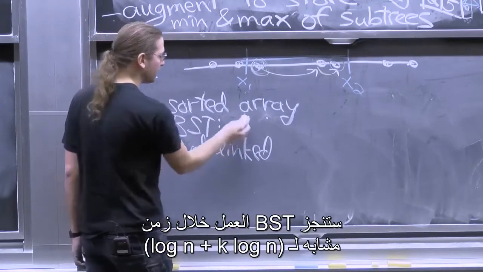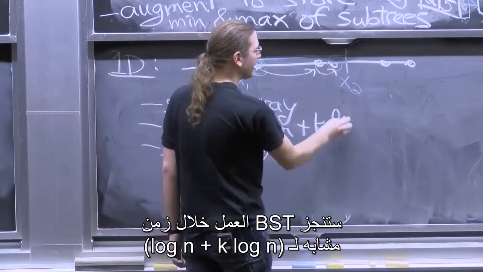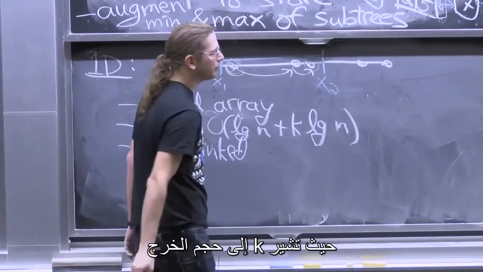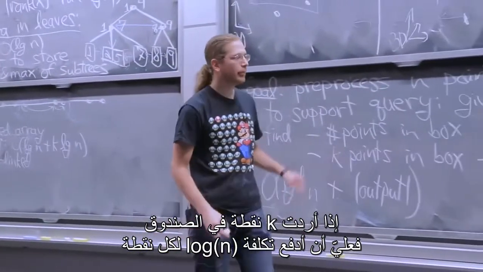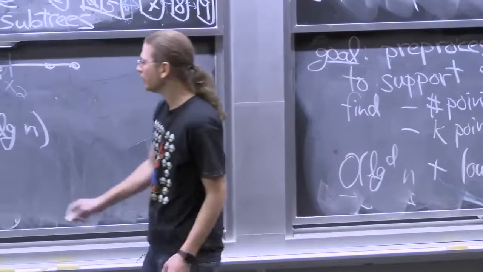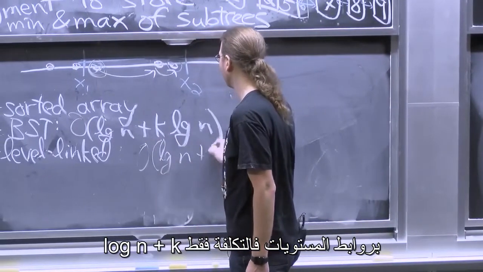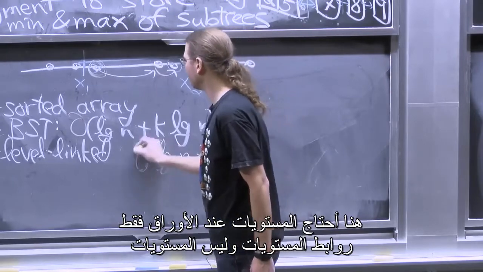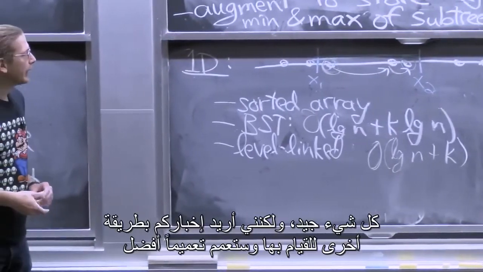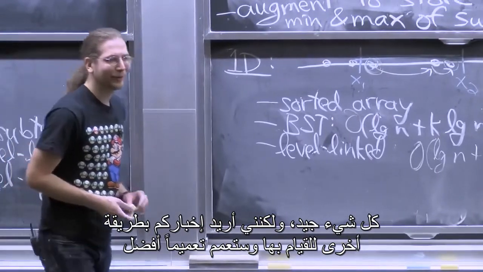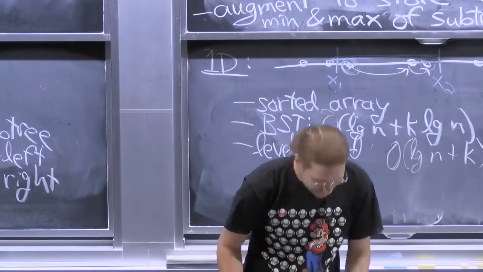BST would achieve something like log n plus k log n, where k is the size of the output. Or if I want k points in the box, I have to pay log n for each. Level linked, I'll only pay log n plus k. Here I actually only need the levels at the leaves, but the level links. OK, all good, but I actually want to tell you a different way to do it that will generalize better.